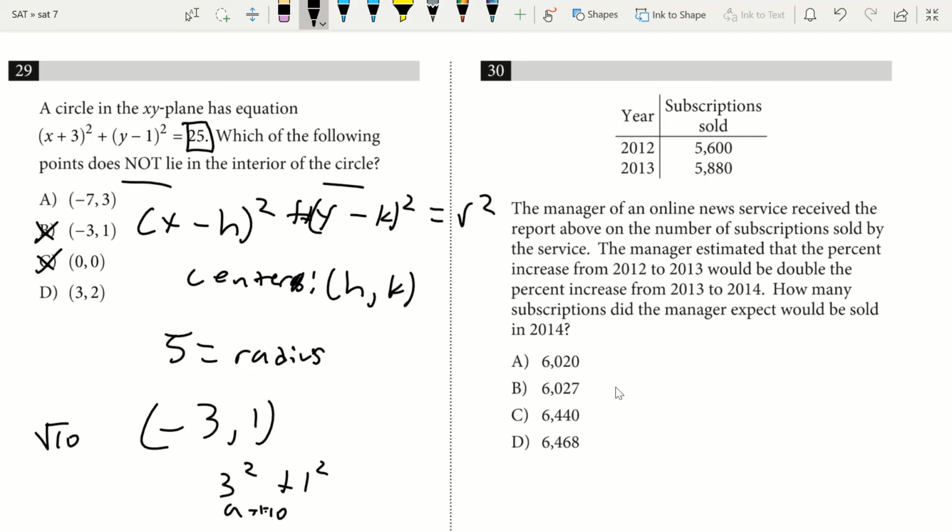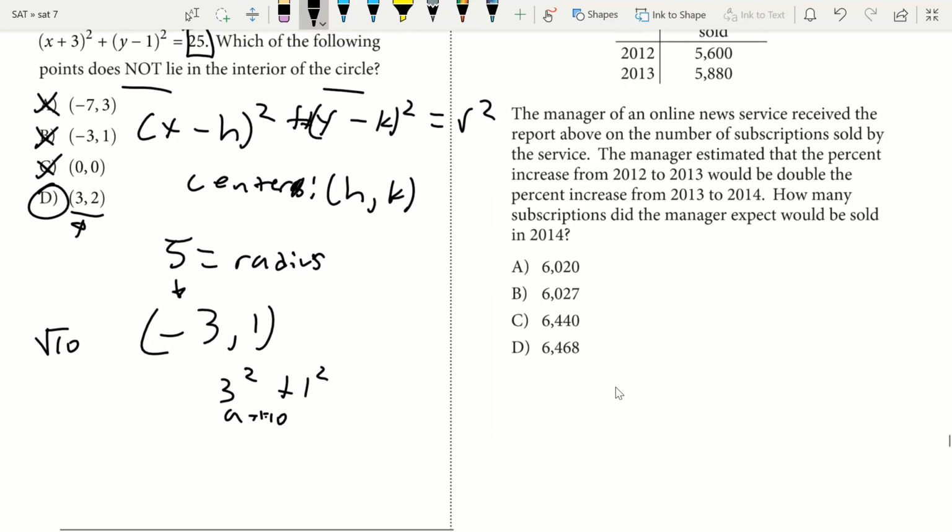All right, so now I'm looking at negative 7, 3, and I'm looking at 3 and 2. Well, right off the bat, when I see 3, 2, I know that I had negative 3 as my x center, right? Well, 3, that's 6 away. And my radius is only 5, so I can't reach 6 away to get there. So I know, therefore, that my answer has to be D. It can't be inside the circle.